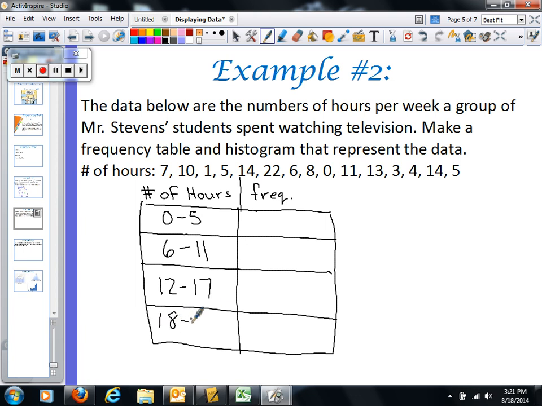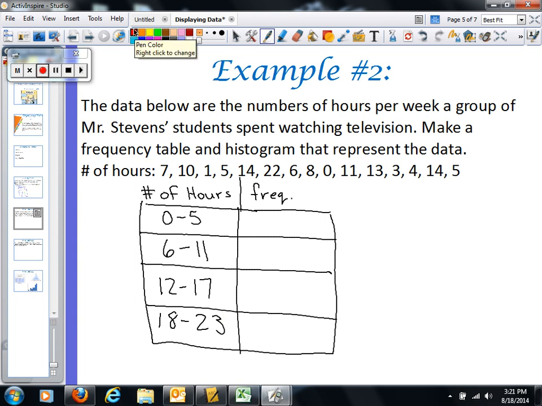Okay? Our last number stopped at 22, but remember, I added 1 extra on so that I could have an even number of groups and an even number in each group. So it's 18 to 23 is my last group. Now you're just going to do it again. You're going to go through and count up how many times each one shows up.